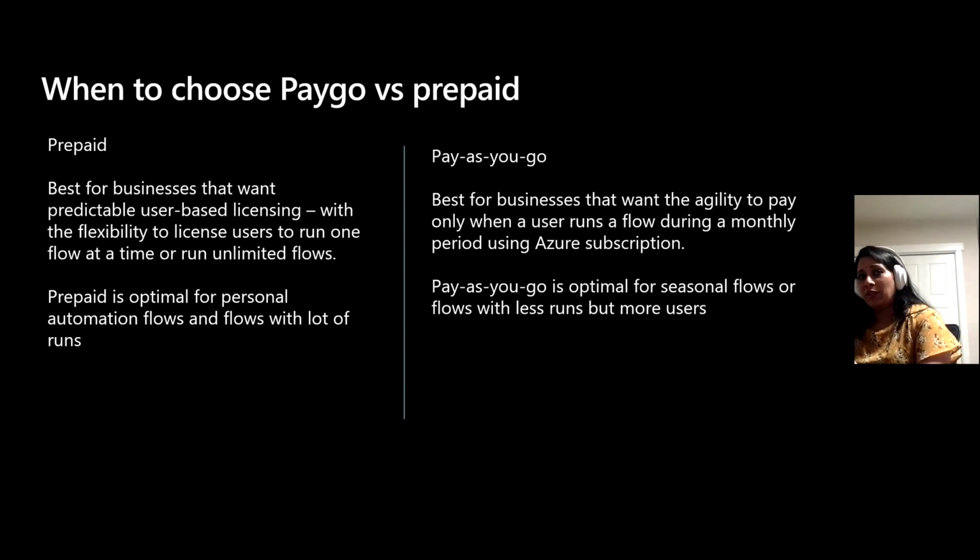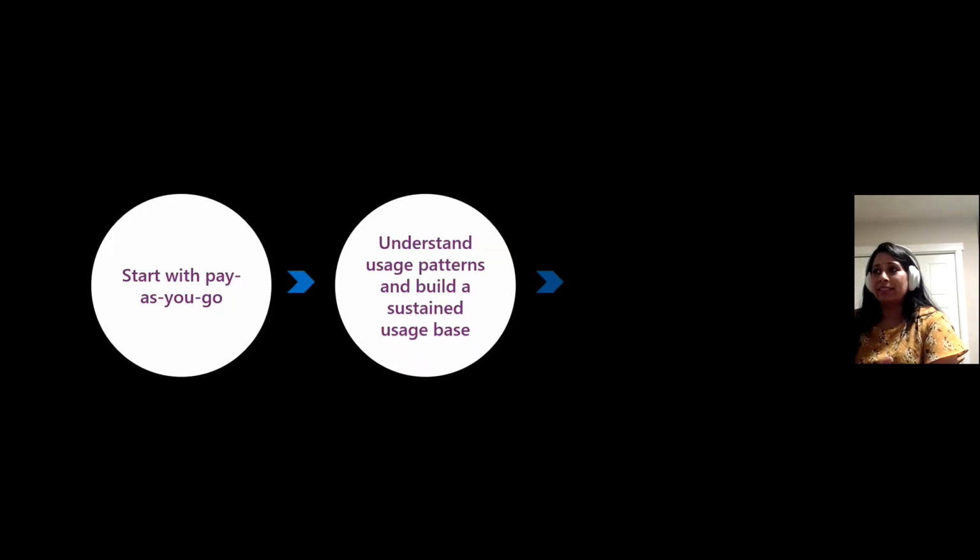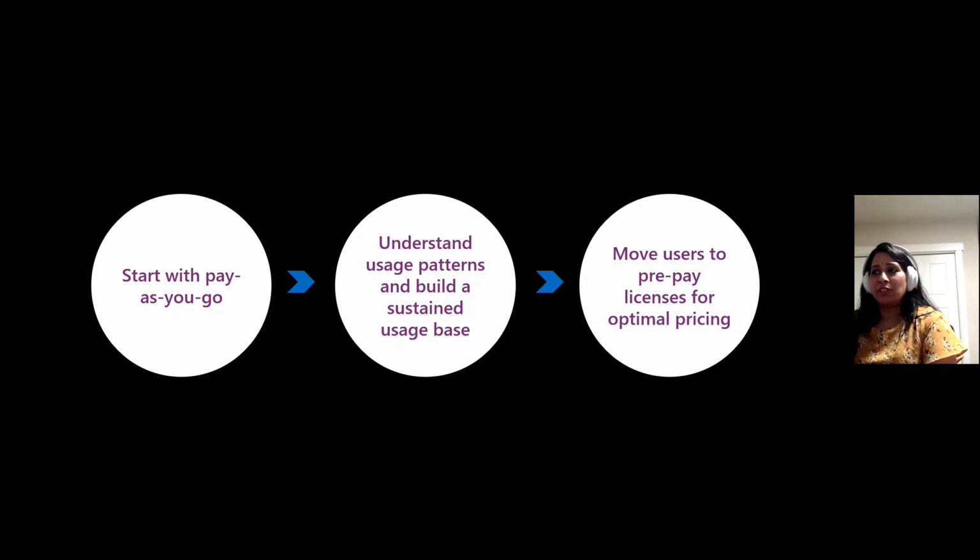And pay as you go is suited for businesses that want the agility. And let's say if you have flows that do not have as many runs, they are seasonal, or if you're just getting started and you don't know your usage trends very well, that's when we would recommend you to go with pay as you go. So for most businesses, start with pay as you go, understand your usage patterns, build a sustained usage base, and then you can fine tune the licensing. So basically, you can move some of the flows on prepaid, some of them on pay go, so that it is more economical.